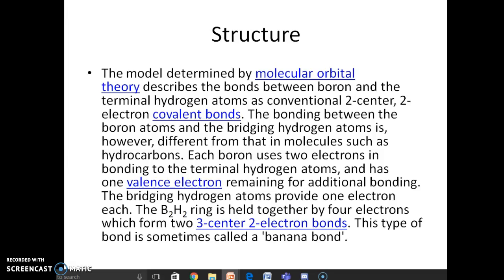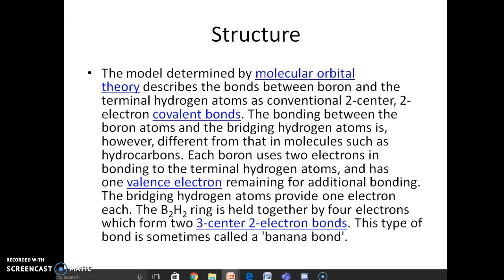So each boron uses 2 electrons in bonding with terminal hydrogen atoms and has 1 valence electron remaining for additional bonding. The bridging hydrogen atoms provide 1 electron each. Therefore, the B2H2 ring is held together by 4 electrons which form 2 three-center 2 electron bonds. This type of bond is sometimes called a banana bond.